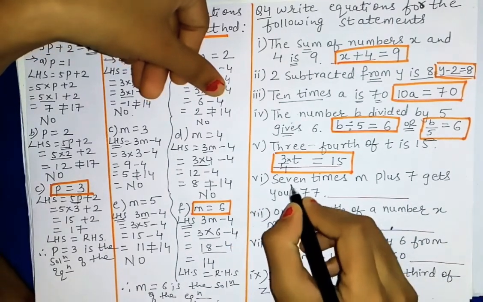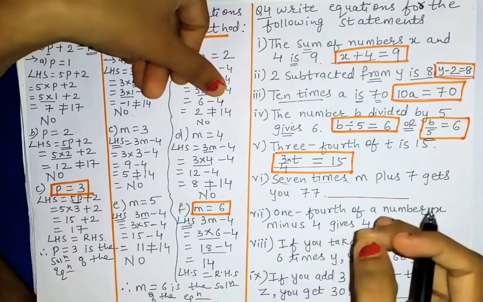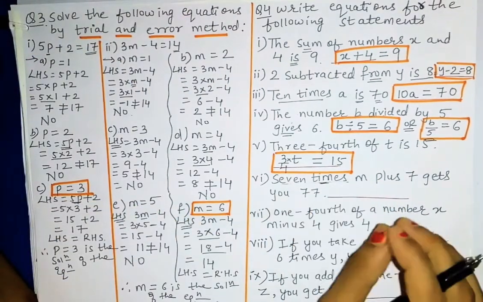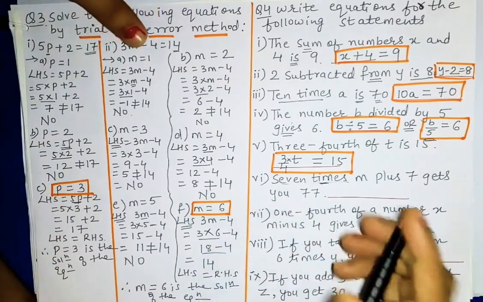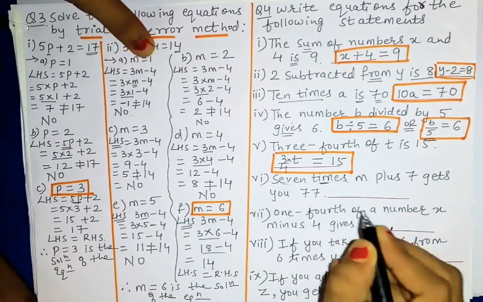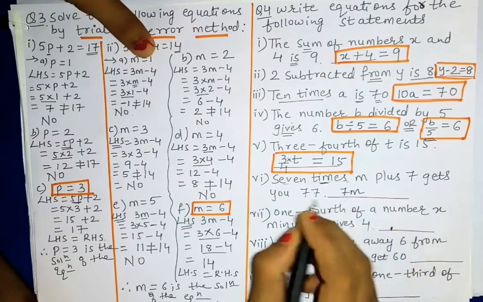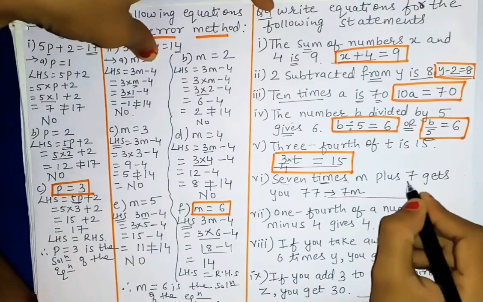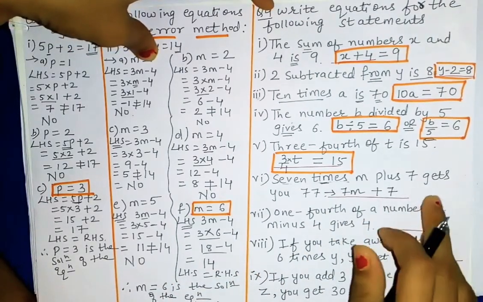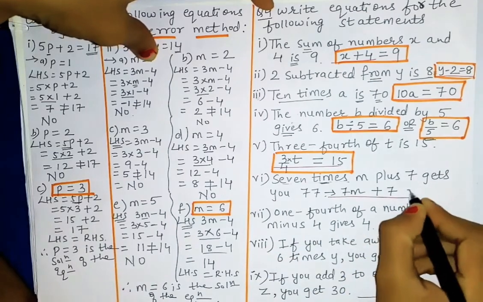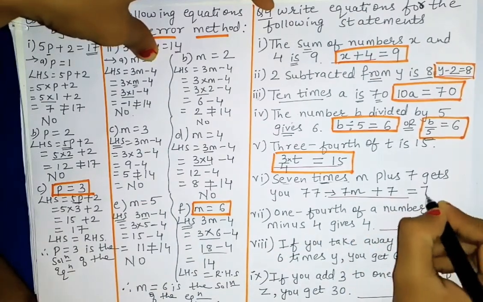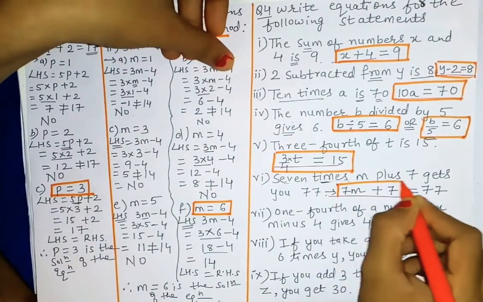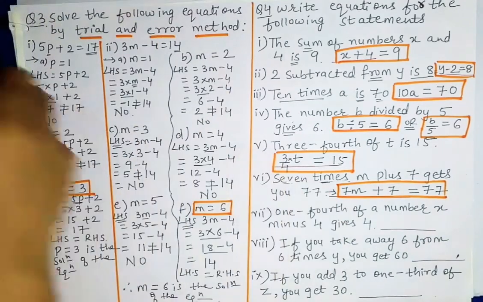Now the sixth one, 7 times m. I told you in the introduction video that the word times is used for multiplication. So 7 times m, matlab 7m. So we have to multiply 7 with m. So 7 times m means 7m plus 7. Plus 7 gets you, means equal to sign, gets you 77. So 77. So this is our answer for the sixth statement. So this will be the equation.